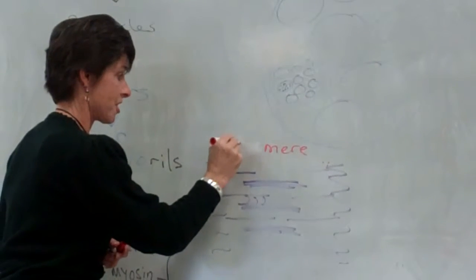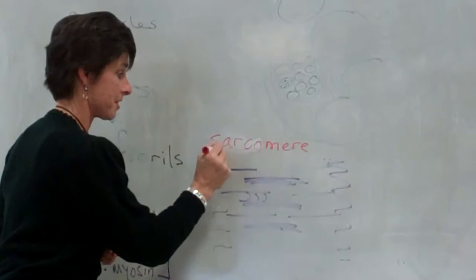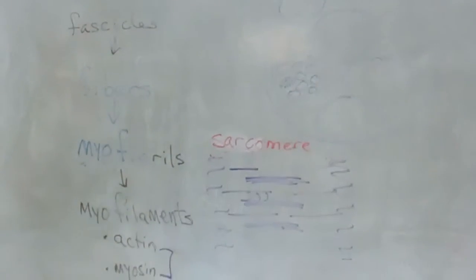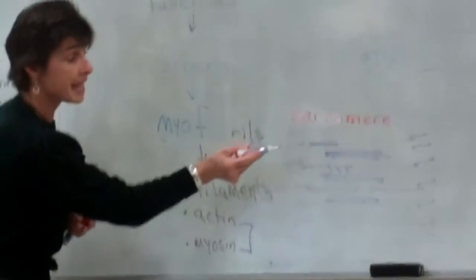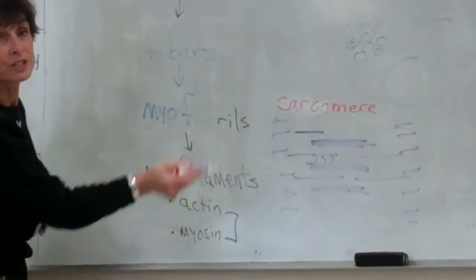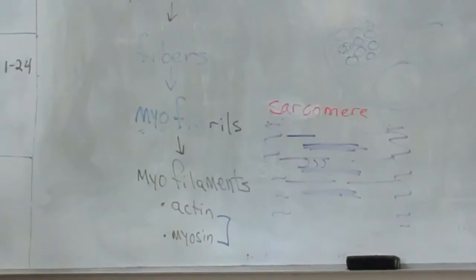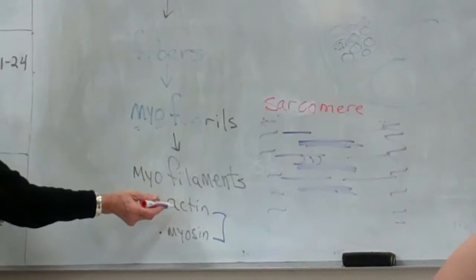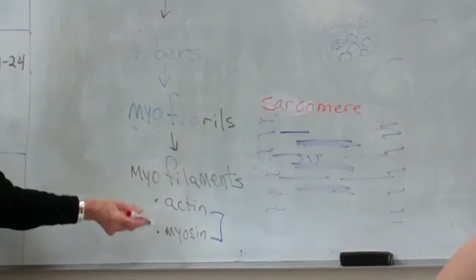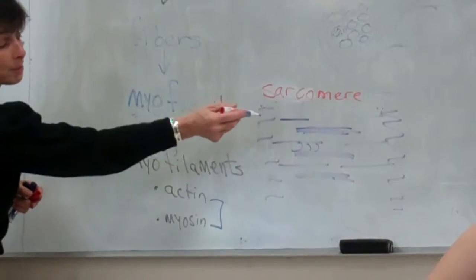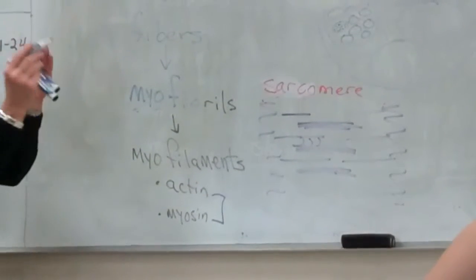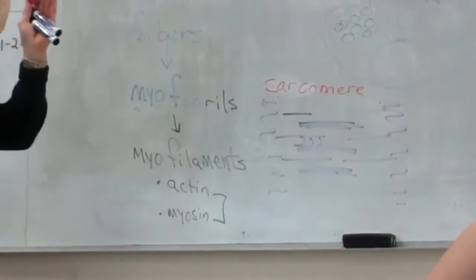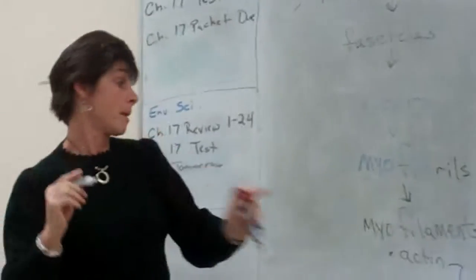What is a sarcomere? Sarcomere is your functional unit of muscle tissue. It's made up of alternating actin and myosin. This is your sliding filament thing, your power stroke. Your striations are due to your actin and myosin. Your striations are what give your muscle the striped look. And a sarcomere is the functional unit. You have thousands of these sarcomeres, end to end on a myofilament. All right?